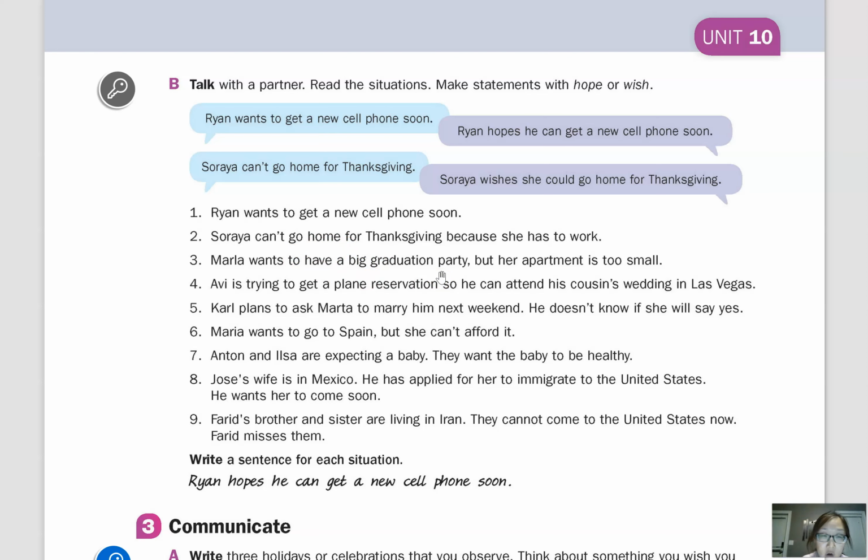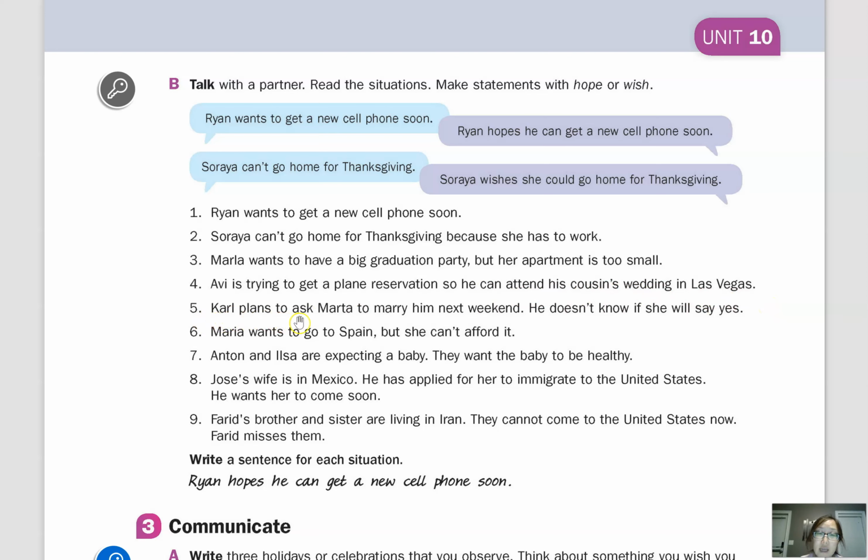And then number 4. Avi is trying to get a plane reservation so he can attend his cousin's wedding in Las Vegas. So he's in the process of trying, so it's a possibility. So we can say Avi hopes to get a plane reservation so he can attend his cousin's wedding in Las Vegas. Or, of course, you can simplify the sentence and say Avi hopes to attend his cousin's wedding in Las Vegas. Okay. Number 5.